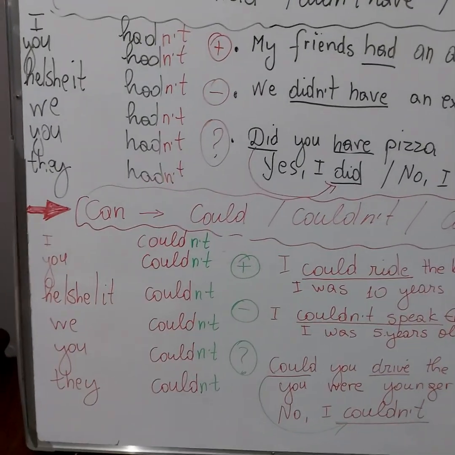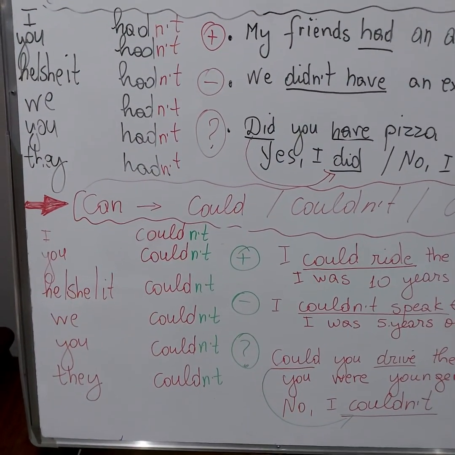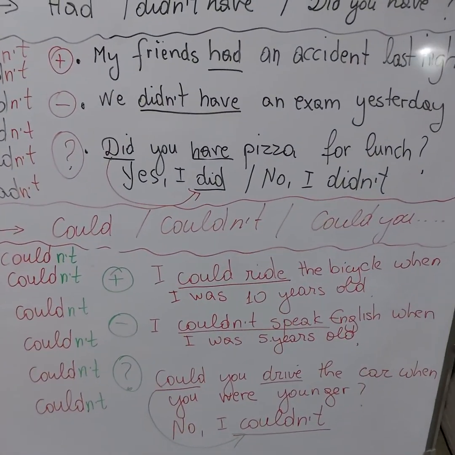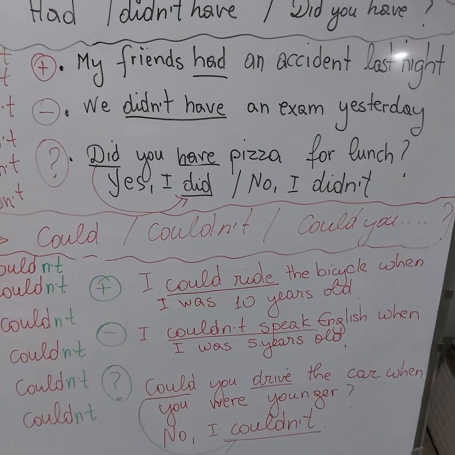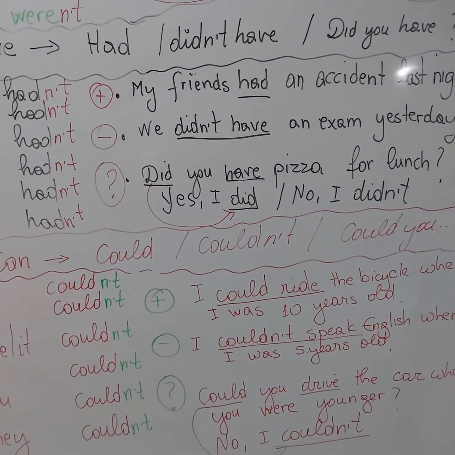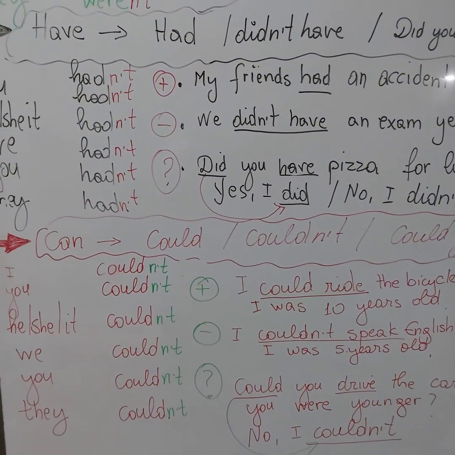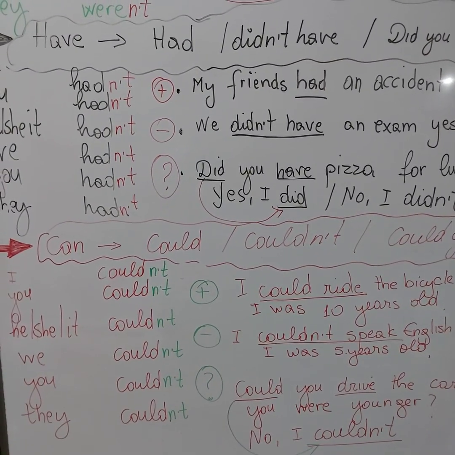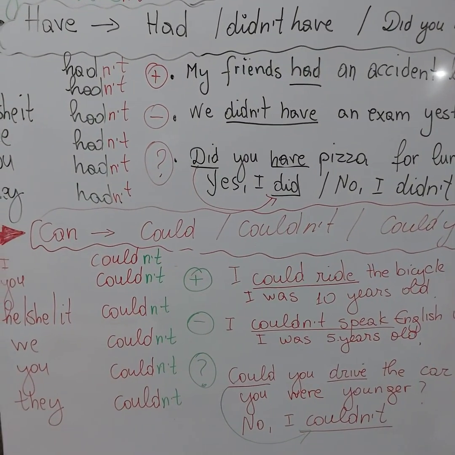Let's see the modal verb can, which in the past form is could, the negative couldn't, and we make questions by saying could you, and then choose the verb. Can is a modal verb, which means you need to follow it by a main verb.